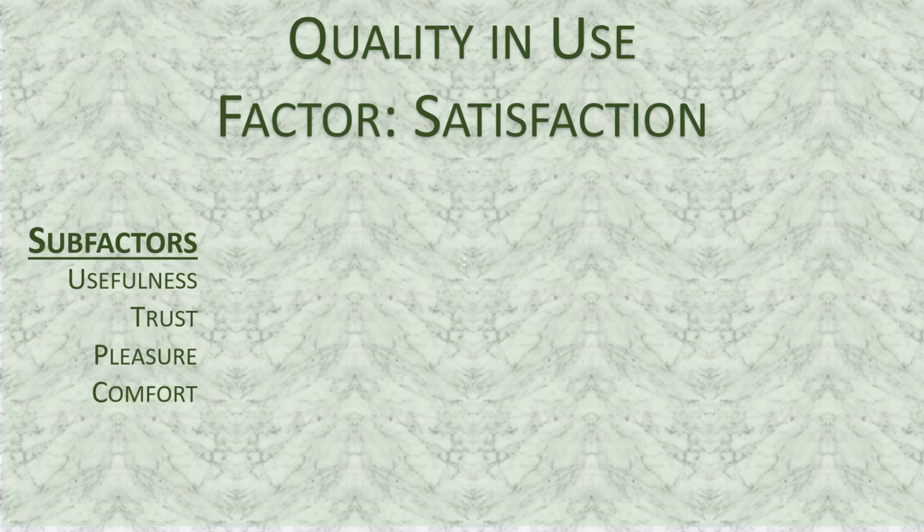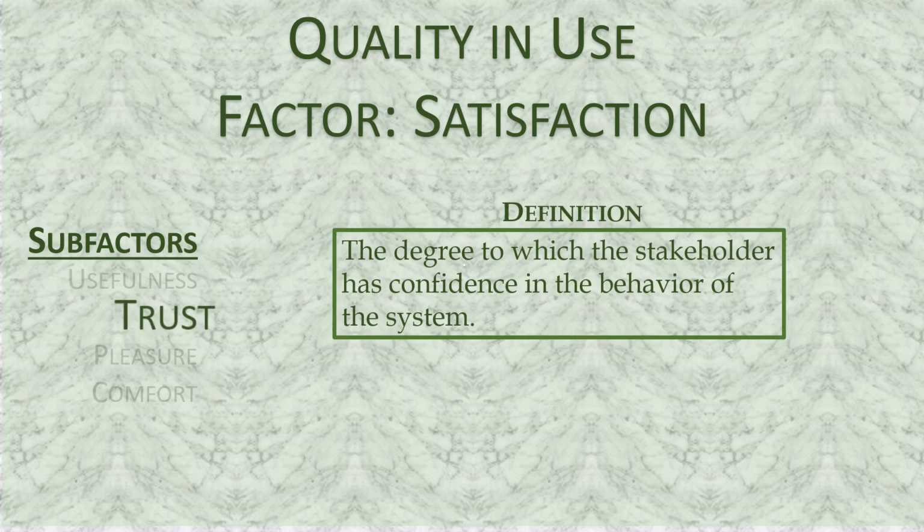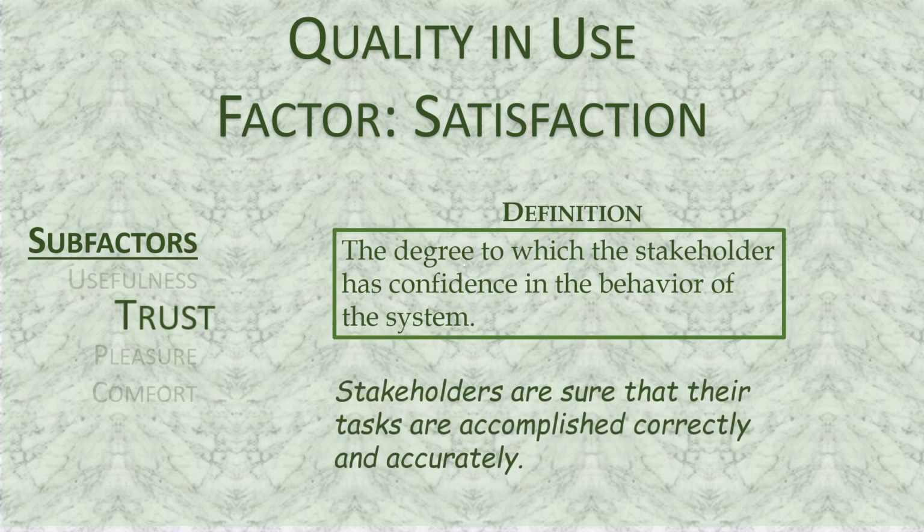The second satisfaction subfactor is trust. Trust is defined as the degree to which the stakeholder has confidence in the behavior of the system. Restated, stakeholders are confident in what the system does and how it does it. In the usefulness counterexample above, the CGM did not accurately report my blood sugar. I can't trust the CGM to accurately report my blood sugar.